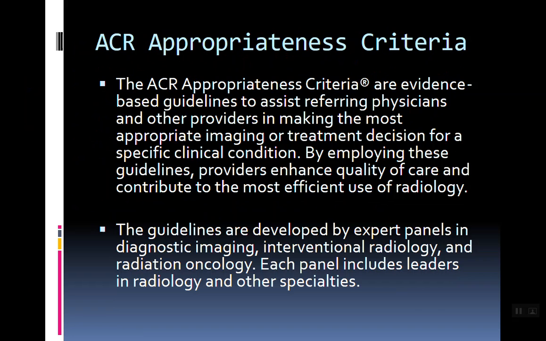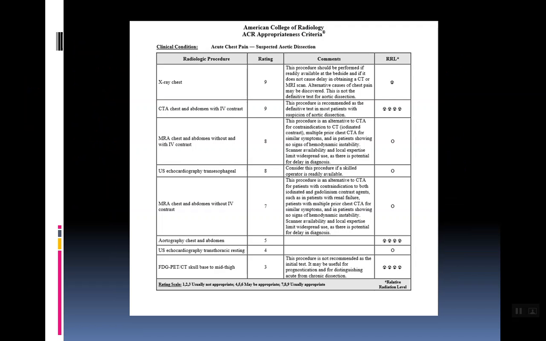So anyway, there's appropriateness criteria. You just go to the ACR, you click on the appropriateness criteria, and a sheet comes up like this with tons and tons of protocols in it. And you can see the rating scale down here. 1, 2, 3 means usually not appropriate. 4, 5, 6 means it may be appropriate, and 7, 8, 9 is usually appropriate. So if you look up here, acute chest pain, suspected aortic dissection, we want to look for anything that has a 7, 8, or 9. So 9 would be a chest x-ray to see if there's mediastinal widening. That sounds appropriate to order.